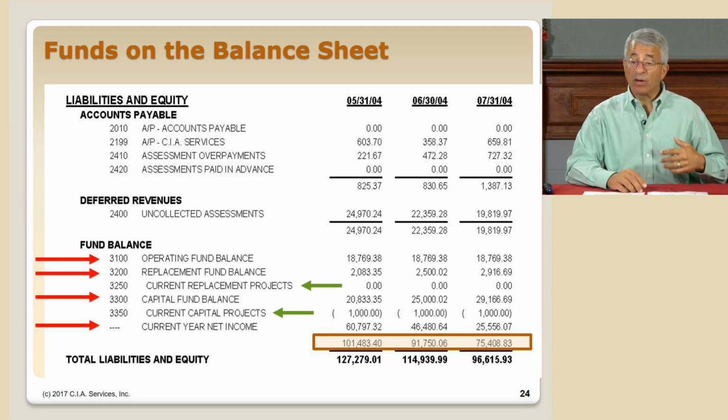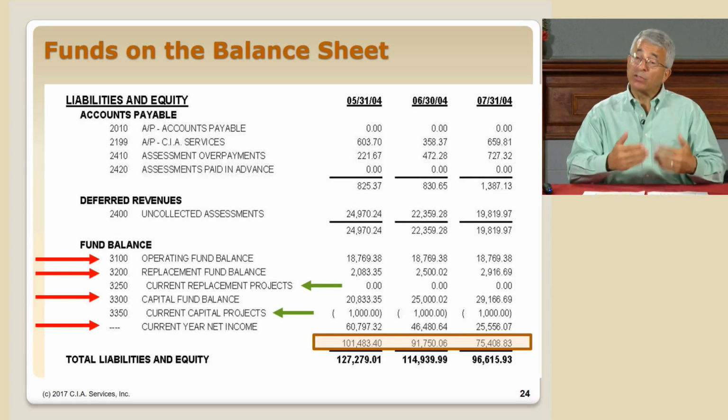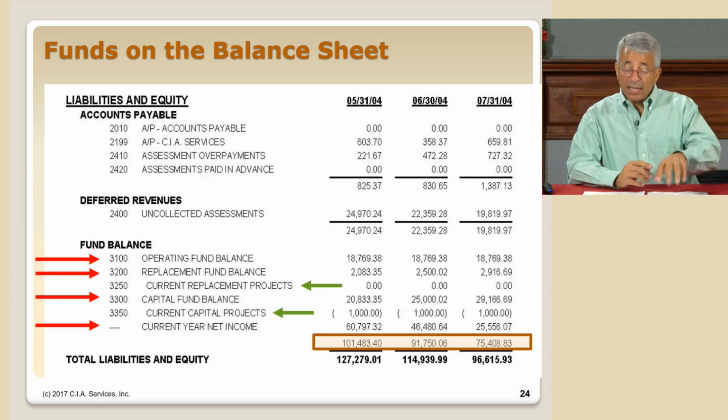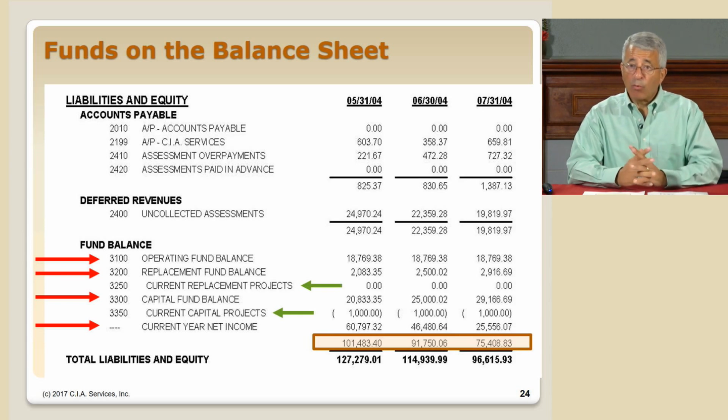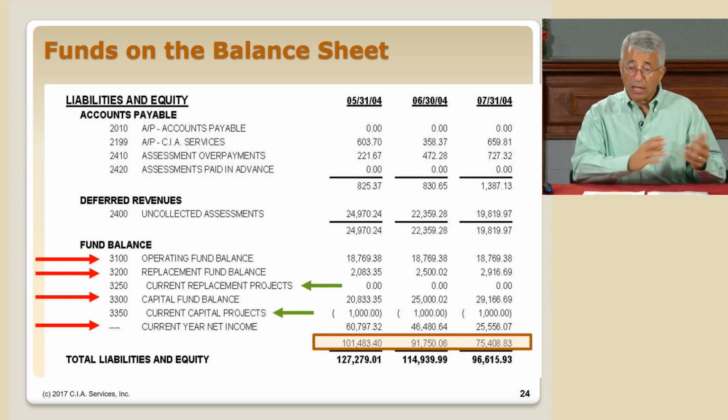We also show current year expenses or expenditures. So in this particular example, we have a capital fund balance of about $20,000 in May of 2004. And year to date, we've spent $1,000 out of the capital fund. And the total of all of our funds is $101,000. And here you can see it's not the same graph as on the prior page, but you can see the operating fund, the replacement fund, the capital fund, and then that bottom line is current year net income. That's that darker blue portion on the other graph.